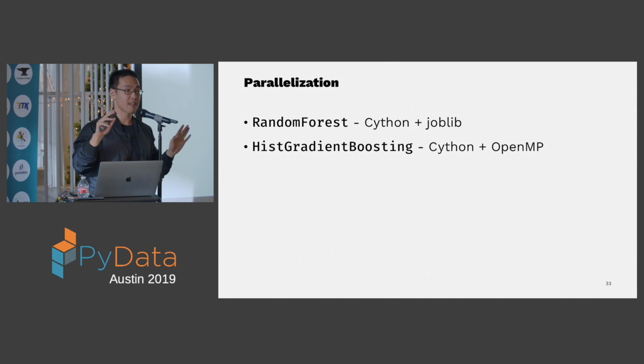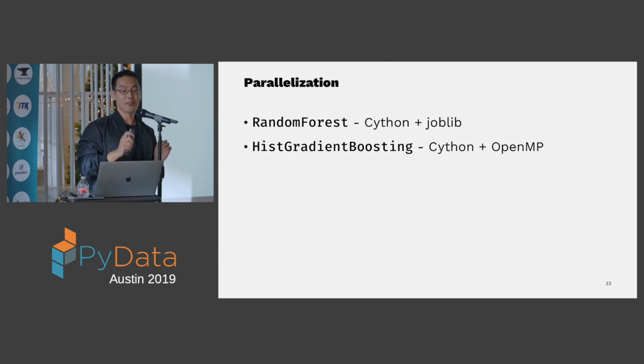For random forests, we have Cython, which releases the GIL, and joblib that does multi-threading. For histogram gradient boosting, we use Cython and OpenMP. The big difference from random forests is that each tree could be trained independently. Right? So you put in multiple cores and they train independently. Gradient boosting is trained iteratively. So in this case, to make it faster, we have to make the growing of the tree faster. And that is why we chose these techniques.